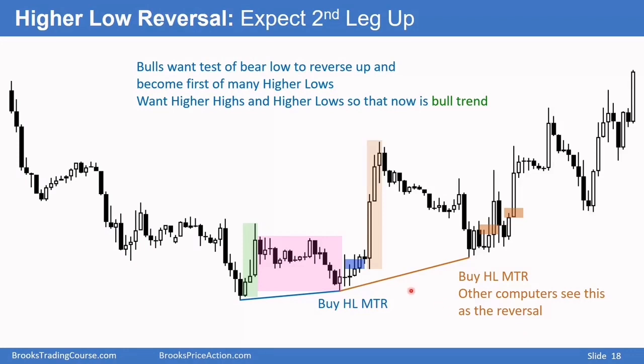Strong bull breakout. The bulls don't mind the strong sell-off. They're expecting the sell-off to fail and form a higher low, and they hope it'll be the first of many higher lows and the start of a bull trend. Another higher low here.